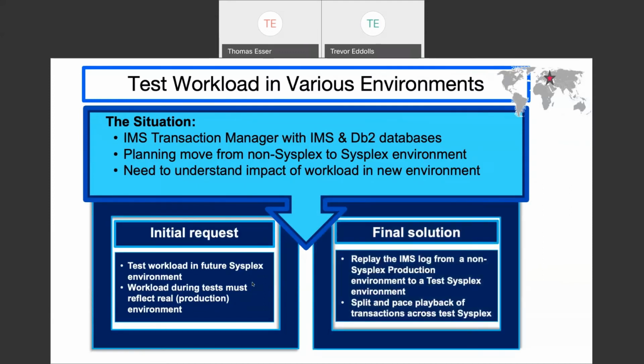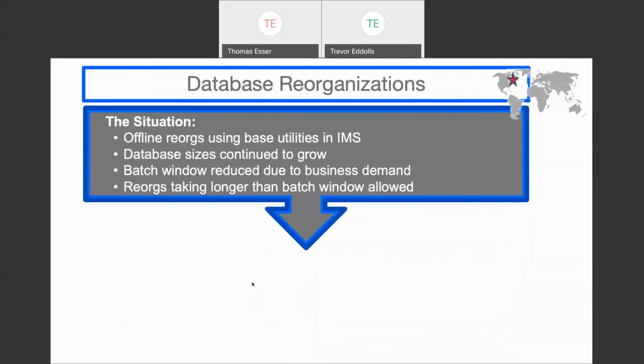The final solution here was to replay the IMS log from a non-Sysplex production environment to a test Sysplex environment, to split and pace the playback of transactions across the test Sysplex. The tool we were using here was the IMS queue control facility, to make this happen and to get a very good idea, or very good reports, about what is going on in the future. So also very helpful here to check this.